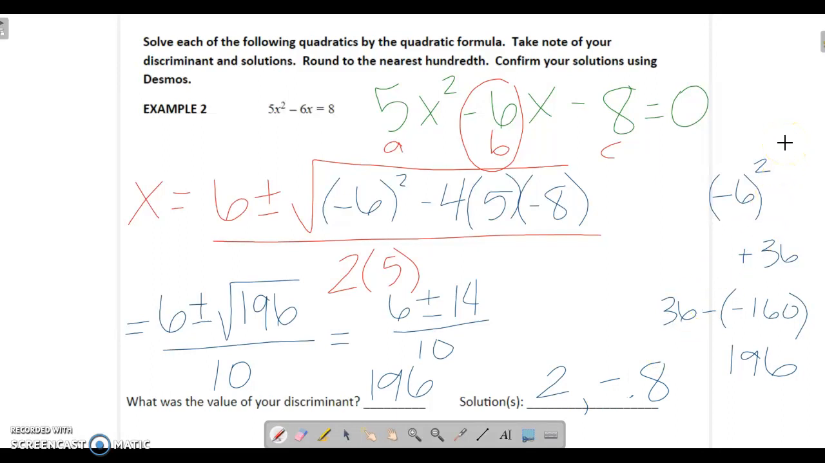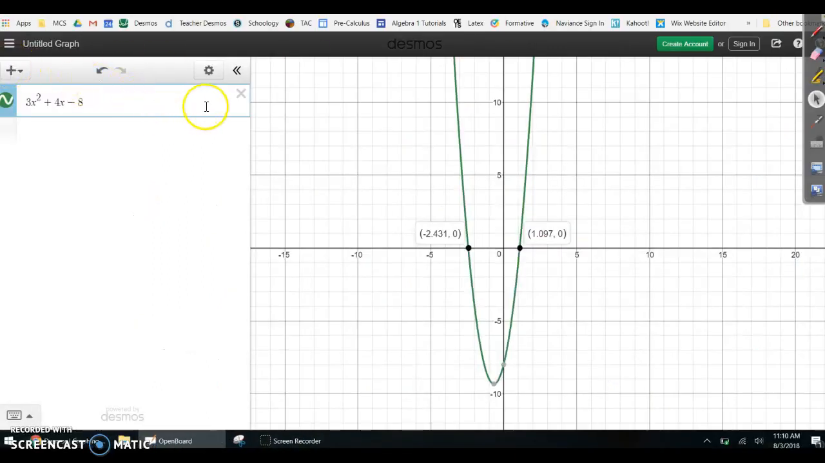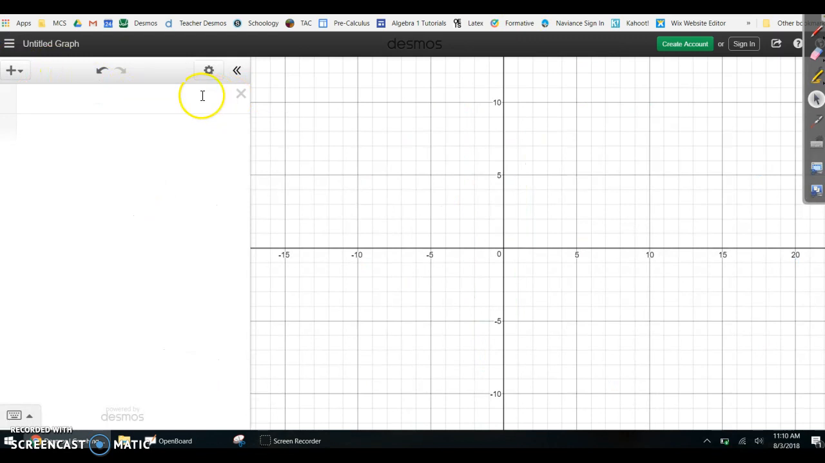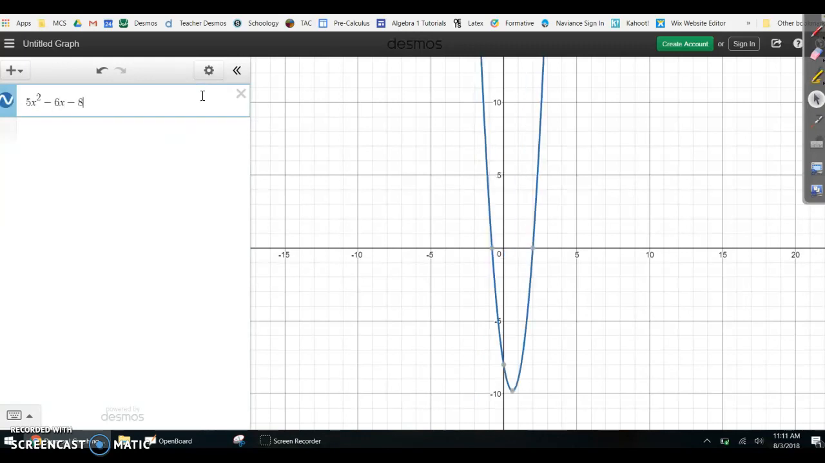So 5x squared minus 6x minus 8 is what we want. So let's get rid of this. 5x squared minus 6x minus 8. And let's check our x-intercepts. We have negative 0.8 and positive 2. So it looks like we did that correctly.